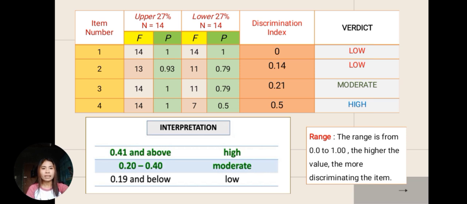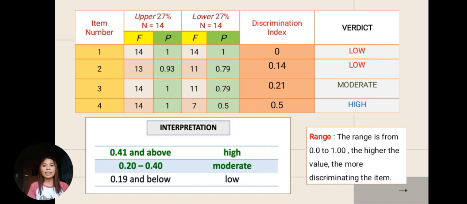Then in item 2, we have a discrimination index of 0.14. Therefore, it is also low. And in item 3, we have a discrimination index of 0.21. Therefore, it lies in the moderate section. And in item 4, we have 0.5. Since 0.5 lies in the 0.41 and above section, it is a high discrimination index value.